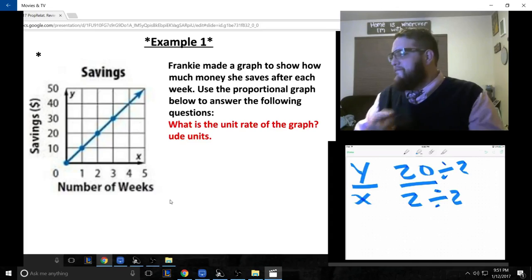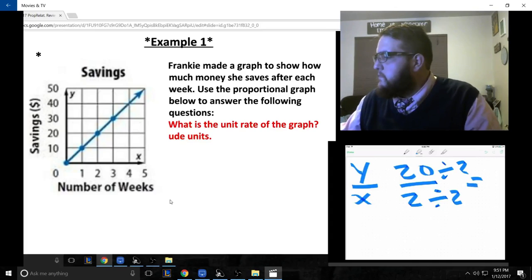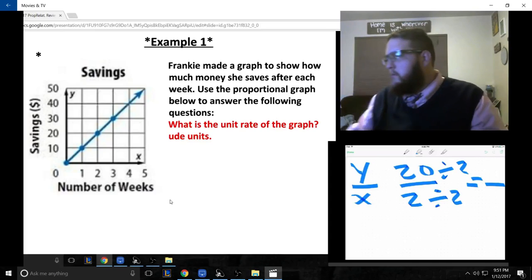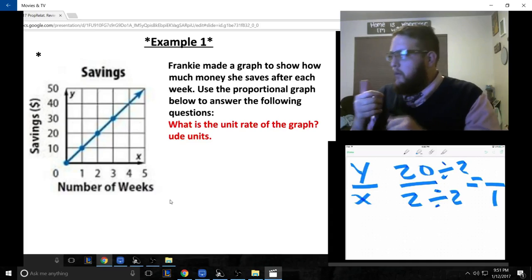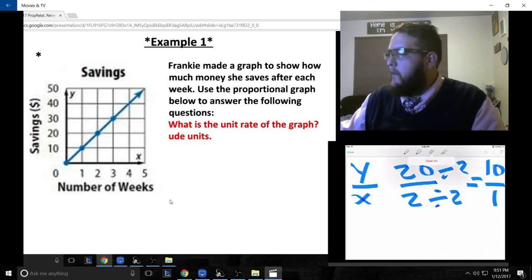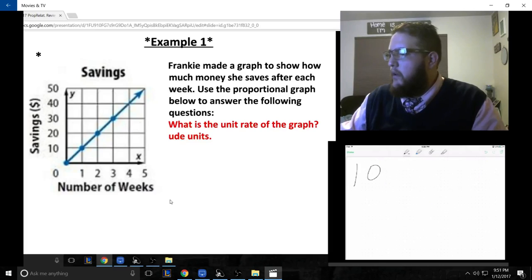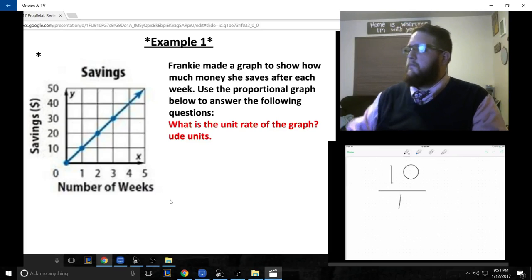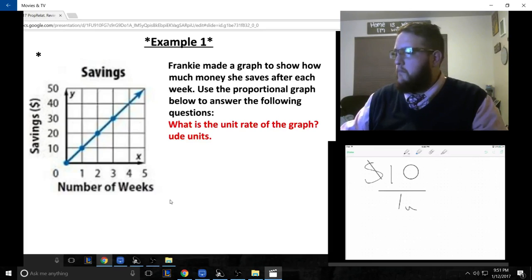So in order to do that, we need to divide both the numerator and the denominator by 2. 2 divided by 2 is 1, so our new denominator is 1, and 20 divided by 2 is 10, so our new numerator is 10. Now this is our unit rate. This is our unit rate of change. And because the graph is proportional, it's also assumed that this is our constant rate of change.